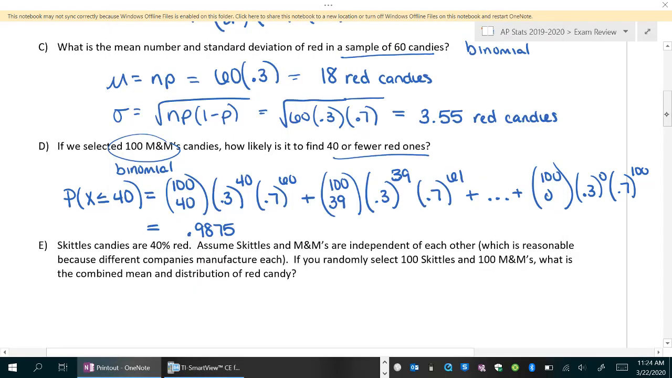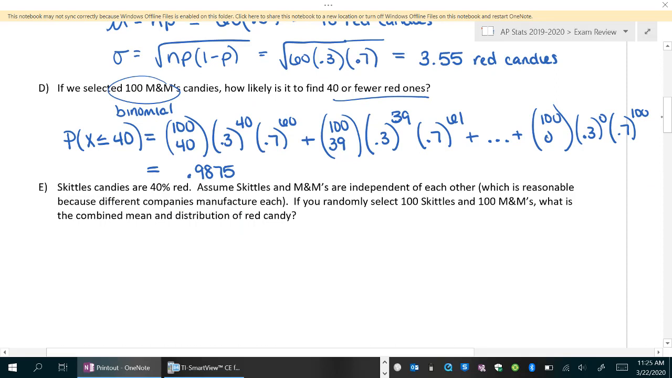Okay, so my last question says Skittle candies are 40% red. Assume Skittles and M&Ms are independent of each other, which is reasonable because different companies manufacture each. If you randomly select 100 Skittles and 100 M&Ms, what is the combined mean and distribution of red candy? So now we're talking about combining independent random variables. So I'm going to write out all my work and then we'll talk through these.